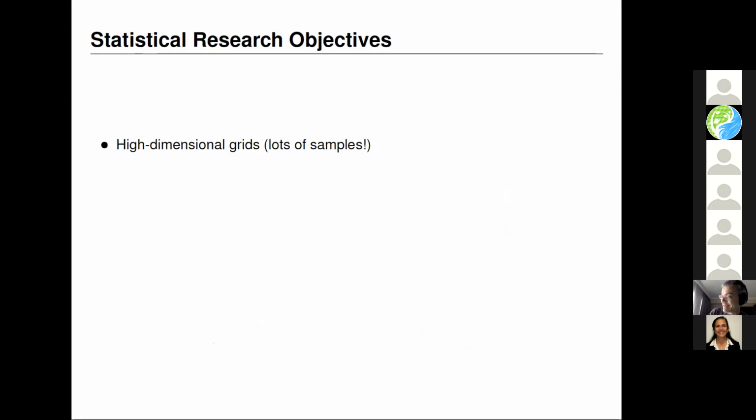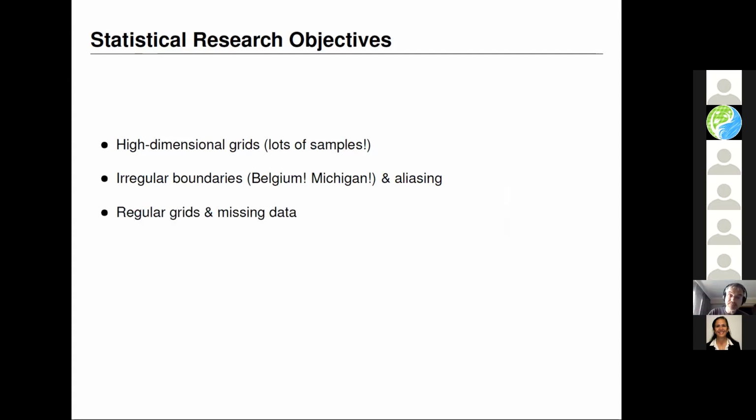So the statistical research objectives then are, we have a lot of samples. I know you all do too, but when I say we, it's planetary science, geology, geophysics, that's tens and tens of thousands of samples, large fields. Second of all, our areas of interest are irregular. You notice the continents are different from the oceans. Belgium, Michigan, they have weird boundaries. And we have grids underlying them that would lead to boundary effects and aliasing. So finite field effects.